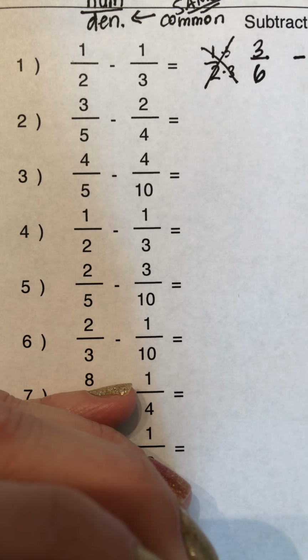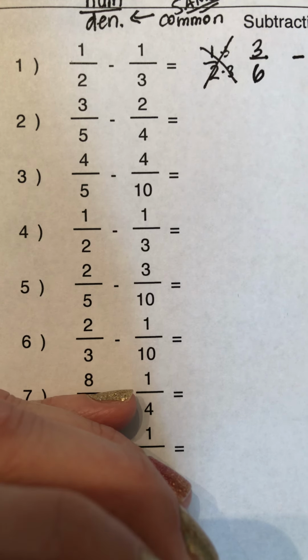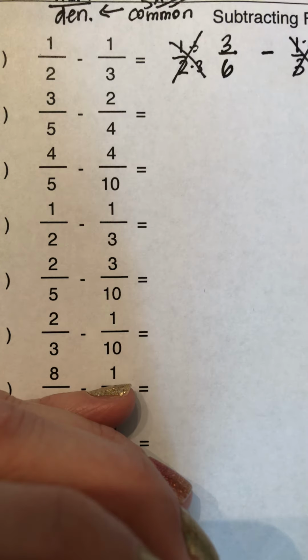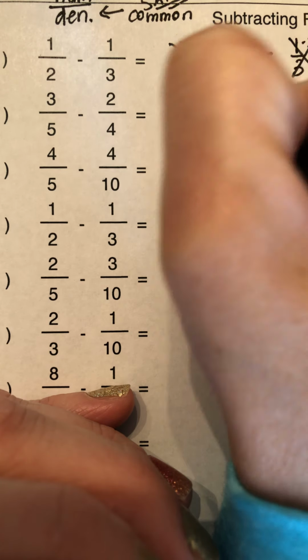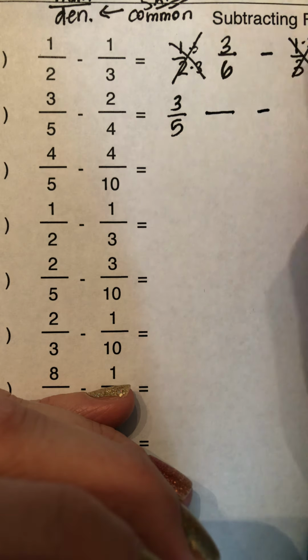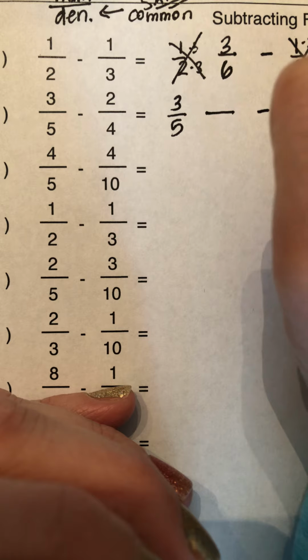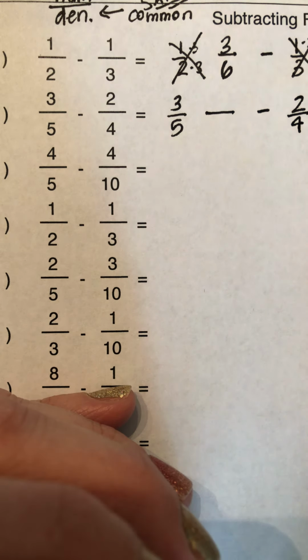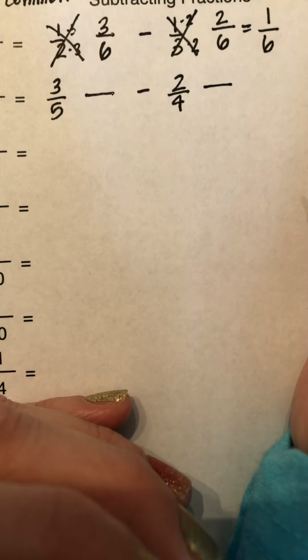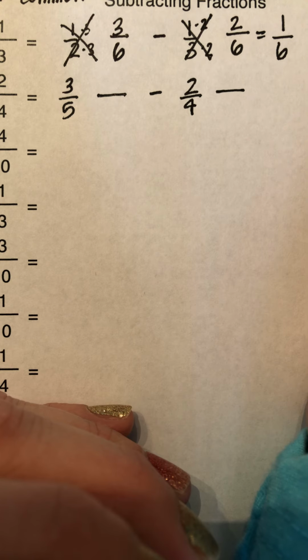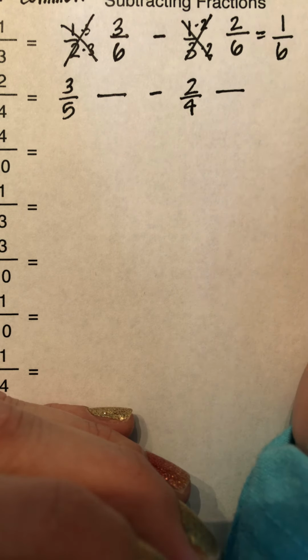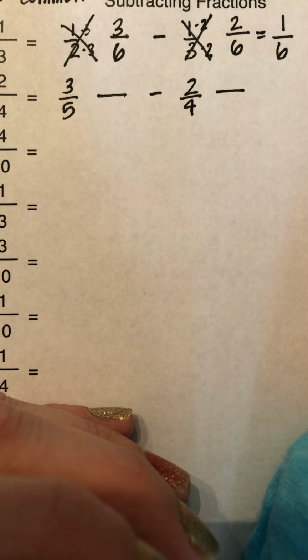We have 3/5 minus 2/4. What I want to do is think about that common denominator. So I'm going to rewrite my problem, 3/5, set up a template, then our minus sign, and then 2/4, and set up my template for my new number. All right, what number do 5 and 4 both go into? Well, we know that 5 goes into 10, but 4 does not. 5 goes into 15, but 4 doesn't go into 15. 5 goes into 20, and 4 goes into 20 as well.